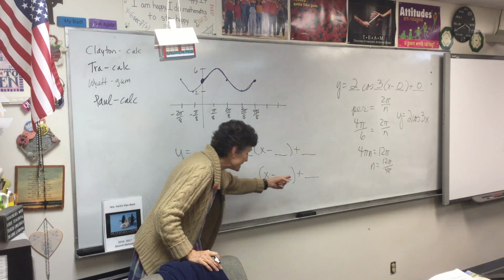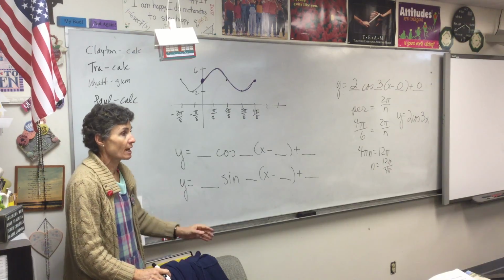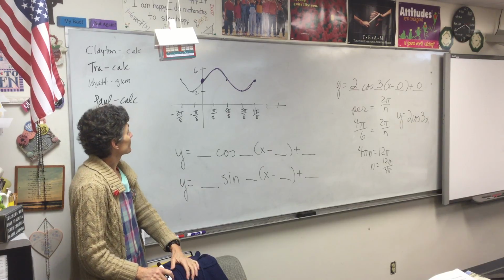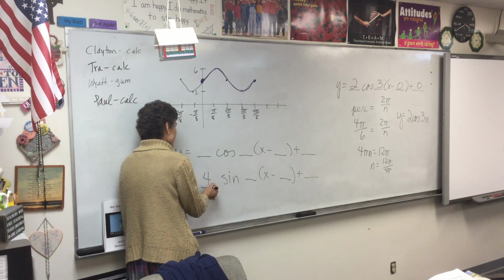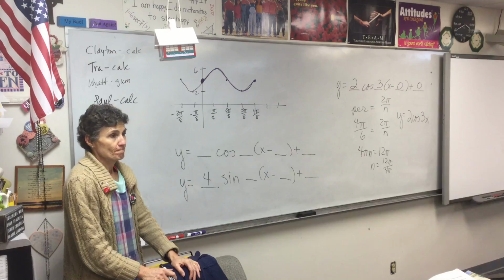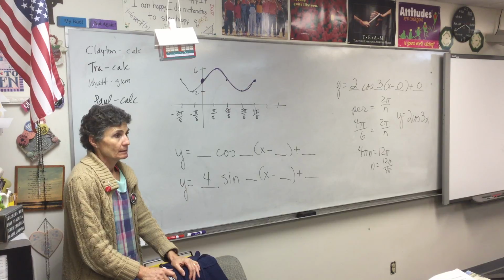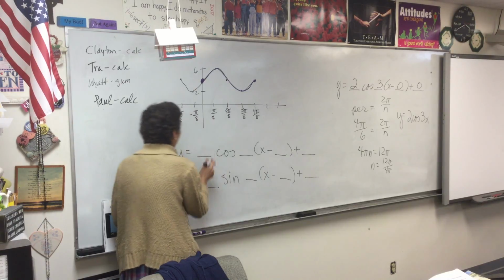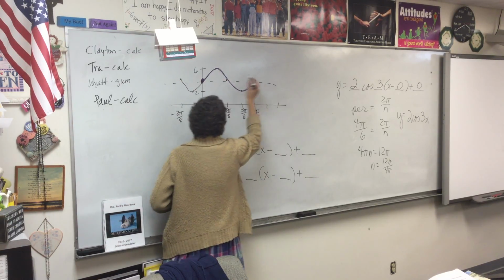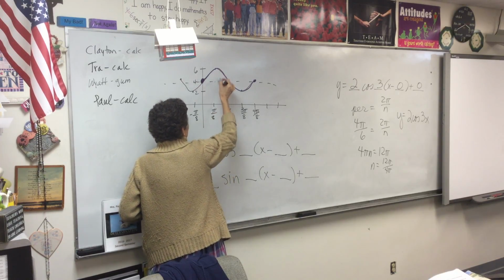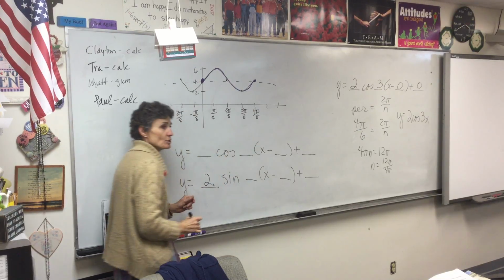Now, anybody know any numbers that go in that equation for the purple sine curve? Any numbers? 4. Where do I put the 4? Out in front? The amplitude is 4? I don't think so. I think the amplitude is 2. How tall are these waves, kids? They're not 4 tall. How tall are the waves? 2. The waves are going up and down 2.